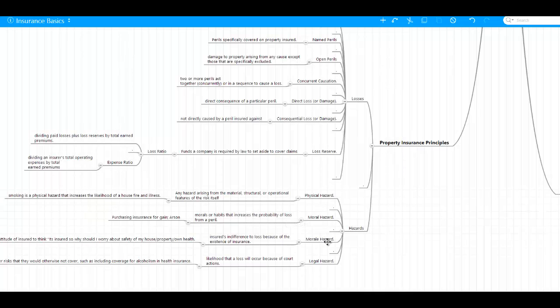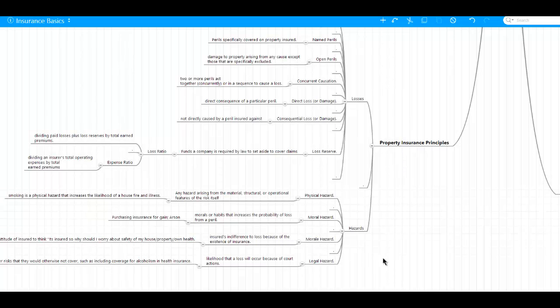And then you have morale hazard, which is a type of indifference to loss because you have insurance. In other words, you become more reckless because you have insurance. So the attitude of an insured to think, it's insured, so why should I worry about the safety of my house, property, or other goods?